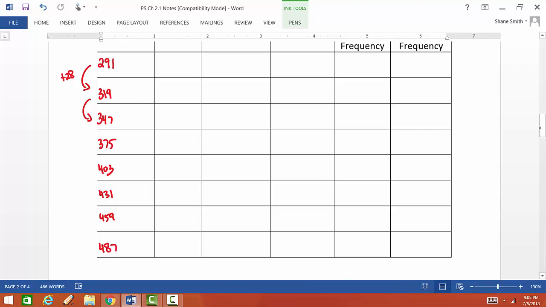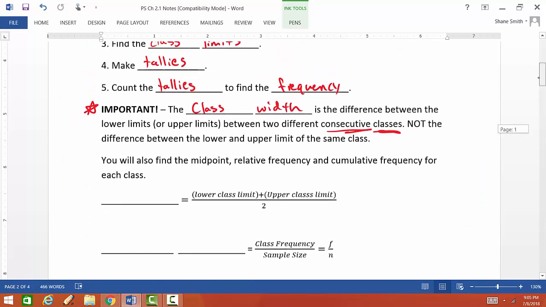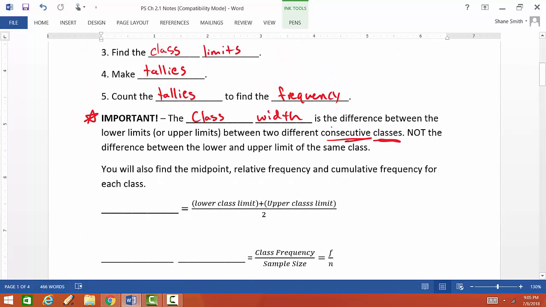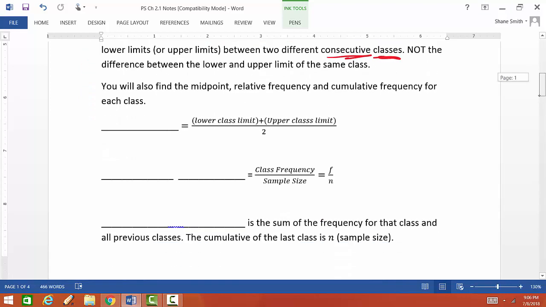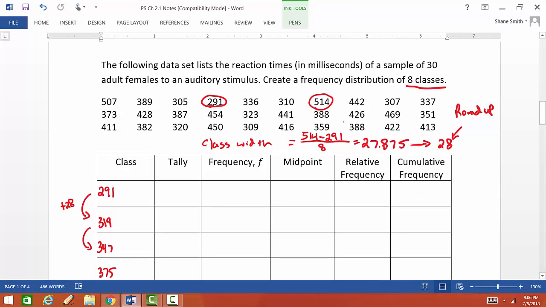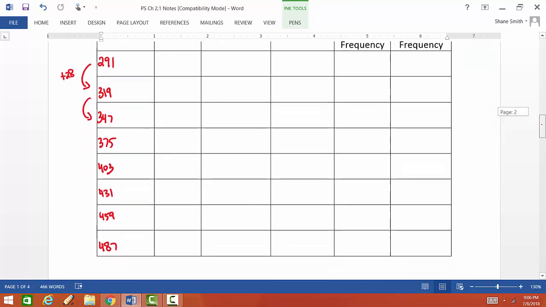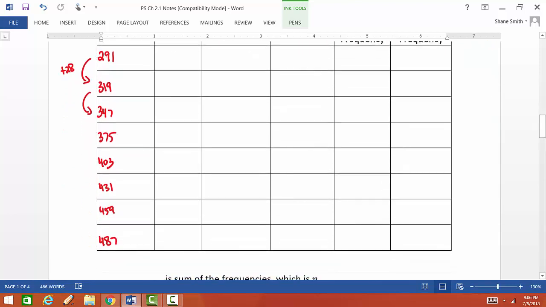And that is exactly what this important note says here. It's the difference between the lower limits of two consecutive classes. So notice how when I found the class width, I found the range, divided by 8, rounded up, and I added going down. I did not put the 319 here, because this number over here should actually be 318, which is 1 less than 319. So this should be 346, again, because that's 1 less than 347.